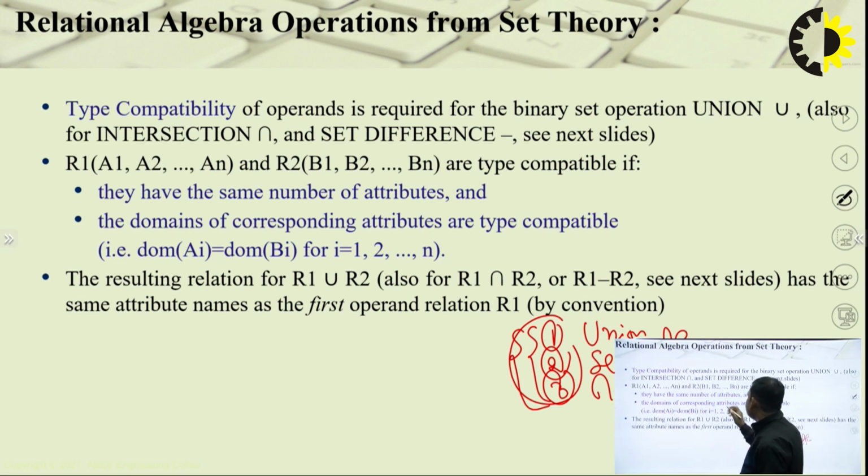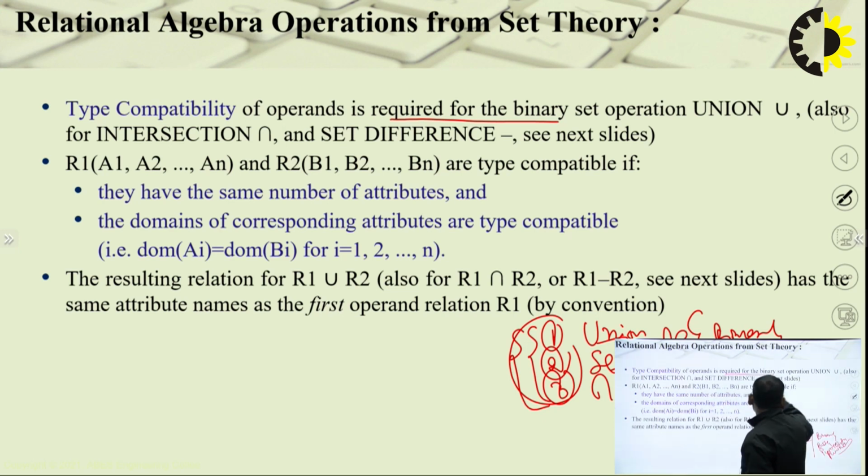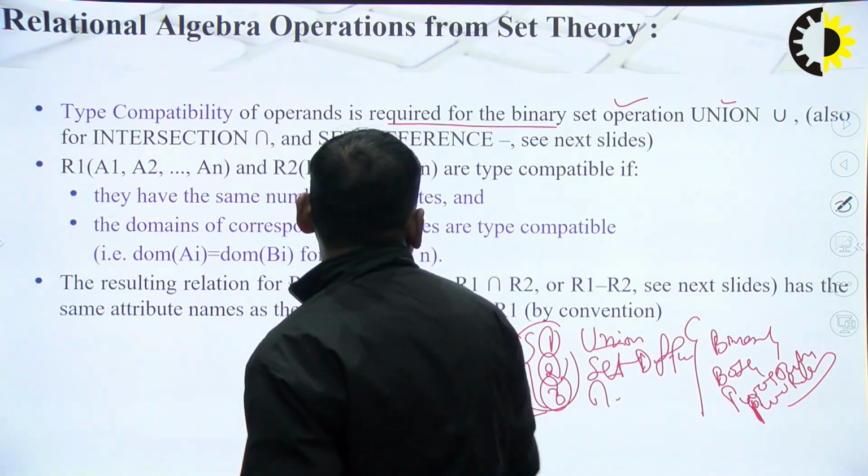First, a requirement of the binary operation. The three relational algebra operations, union, set difference and intersection, are usually binary operations. Binary operation means both operands are two tables or two relations. Binary operations: union, intersection and set difference.